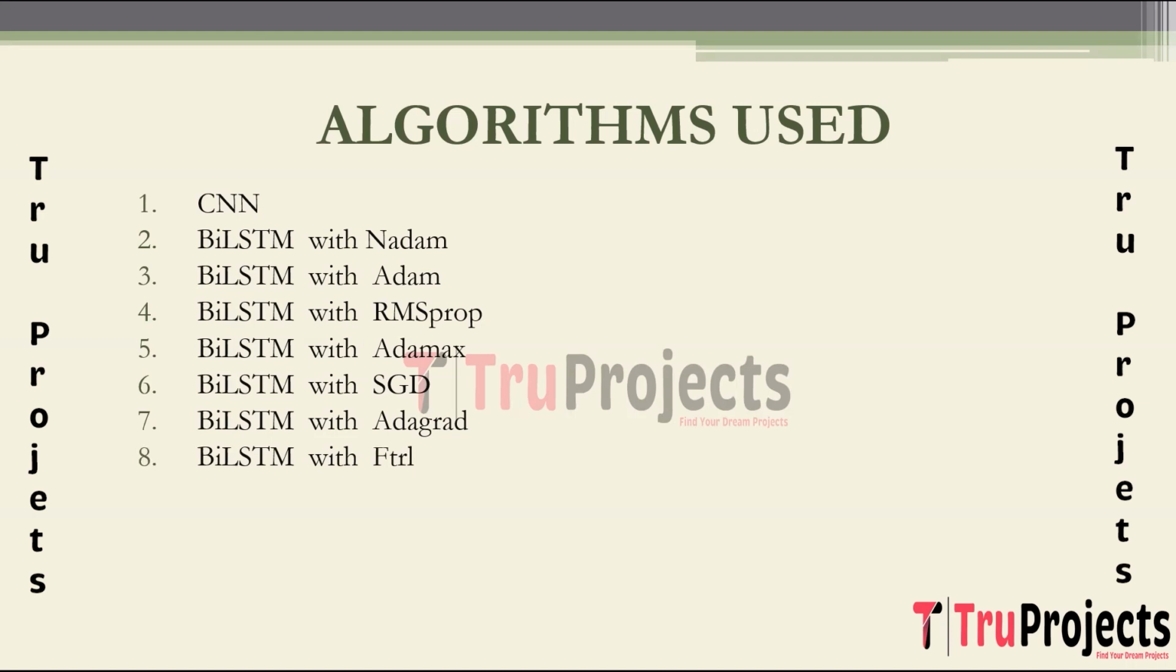The next algorithm is BiLSTM with FTRL, which is Follow The Regularized Leader. It is an optimization algorithm designed for online tasks. It combines both gradient based learning and element regularization. It is used in conjunction with bidirectional LSTM. FTRL is useful in scenarios with large sparse datasets. In the project, it is chosen for its efficiency in handling the potentially large and sparse nature of network data.